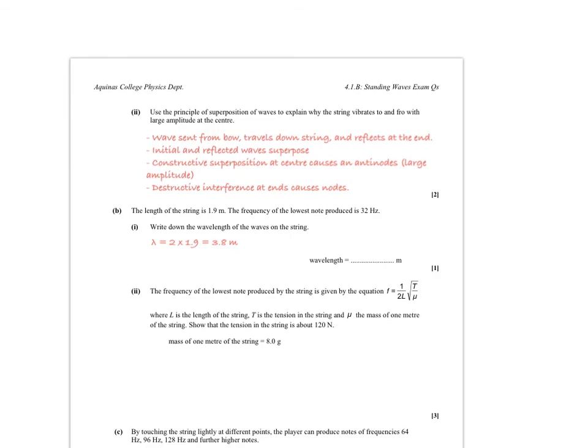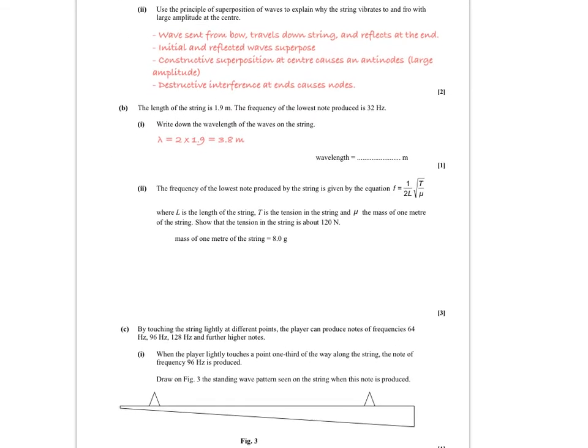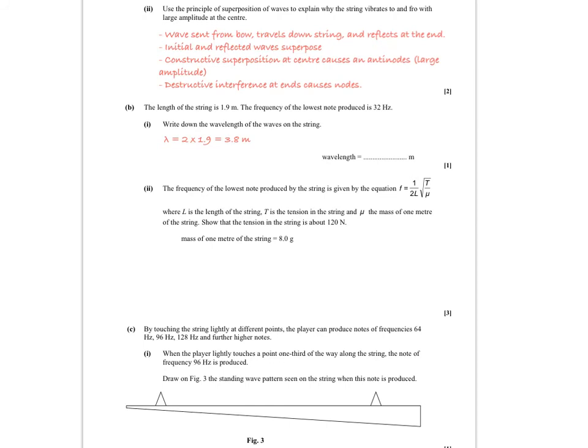We're then told that the frequency of the lowest note produced by the string is given by the equation f equals 1 over 2L times root T over mu. So again, that's our wave speed equation, v equals f lambda. So f equals v divided by lambda. So root T over mu divided by 2L is our lambda, or root T over mu times 1 over 2L. Where L is the length of the string, T is the tension of the string, mu is the mass per meter length. Show the tension in the string is about 120 newtons.